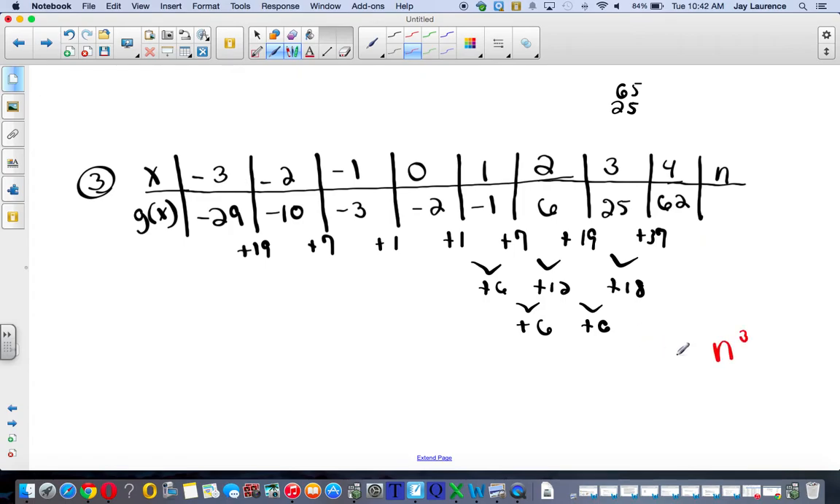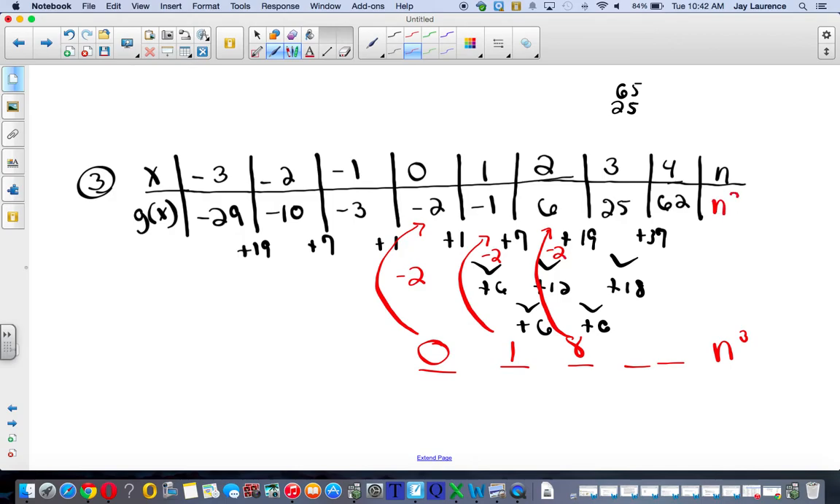N cubed. So let me just test a couple here. 0 cubed is 0. How do I turn 0 into negative 2? Well, I take away 2. 1 cubed is 1. How do I turn 1 into negative 1? Well, I take away 2. 2 cubed is 8. How do I turn it into 6? I take away 2. This is going to be n cubed minus 2. This is a cubic function. Oops. Cubic. And then f of x is going to equal x cubed minus 2.